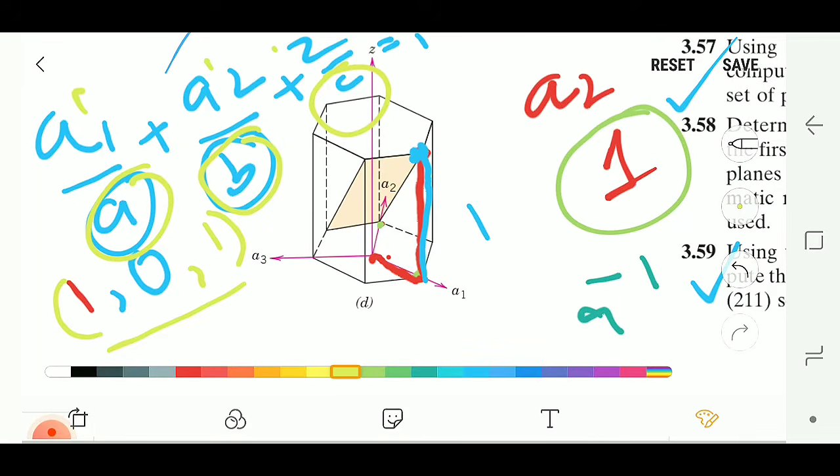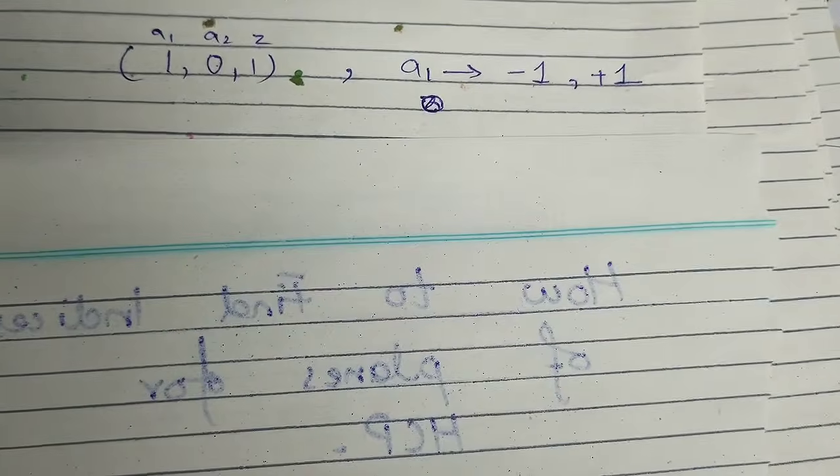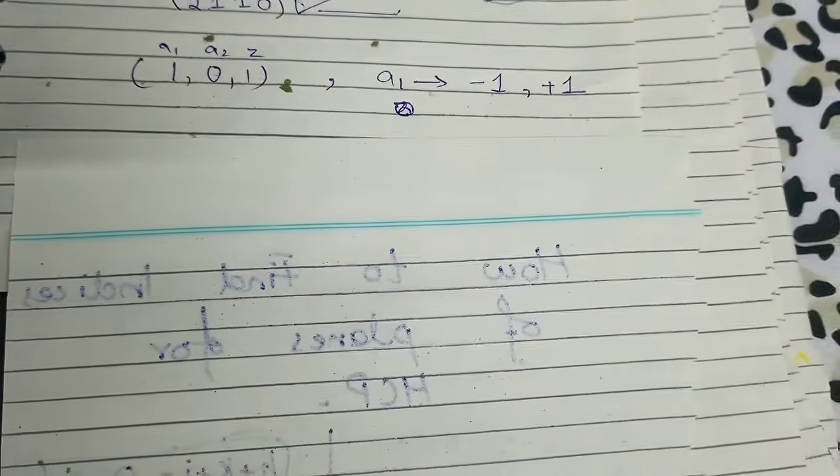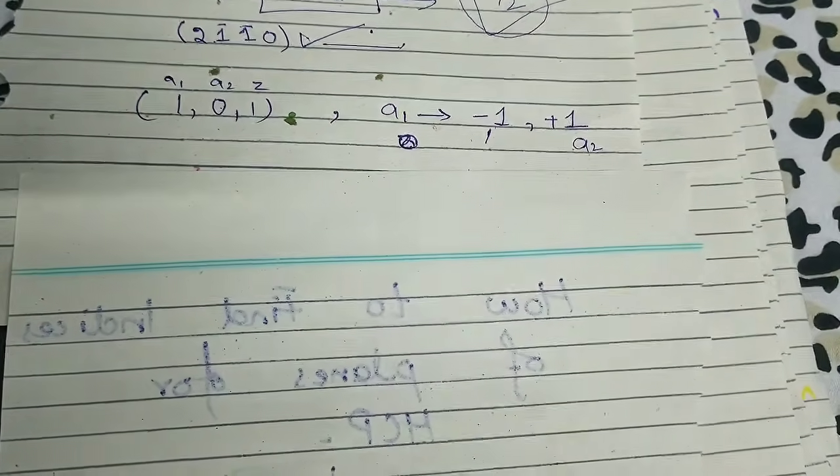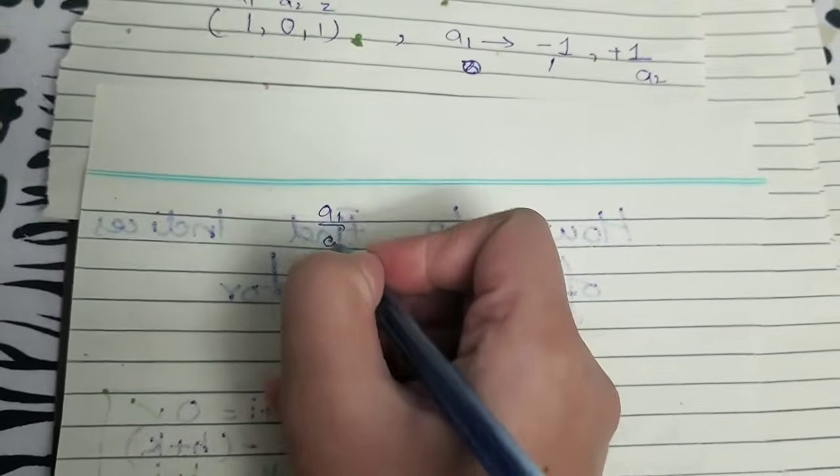And after determining the indices for a2 and a1, we'll determine the indices for the a3 axis, which will give us i at the end. So let us do this. So these were the points, and this is the a1 intercept and this is the a2 intercept. So here we had the equation.